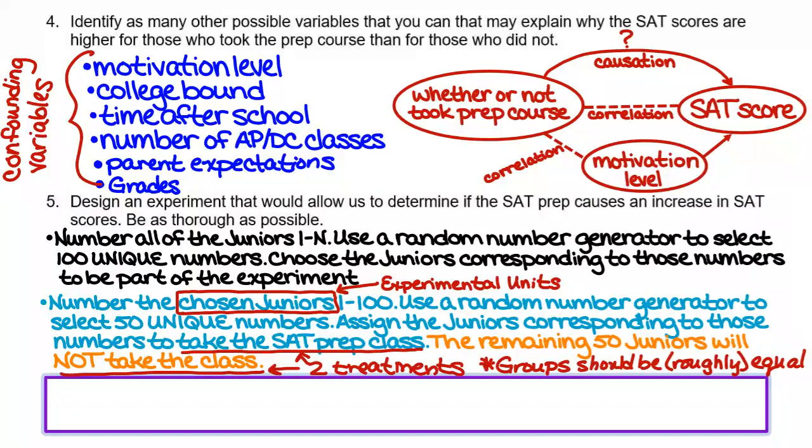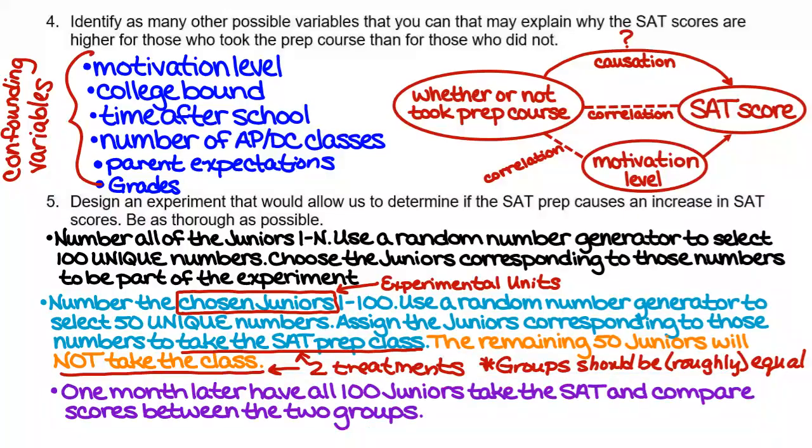I don't know, let's say the class is like a month long. A month later, we're going to have all of the 100 juniors take the SAT, and then we will compare the scores between these 2 groups. That comparison at the end is really important because we need to see, is there a significant difference between these 2 groups? If there is, then we can state that the class caused higher SAT scores. And if there's not a significant difference between the 2 groups, then we say that it didn't cause the higher scores.